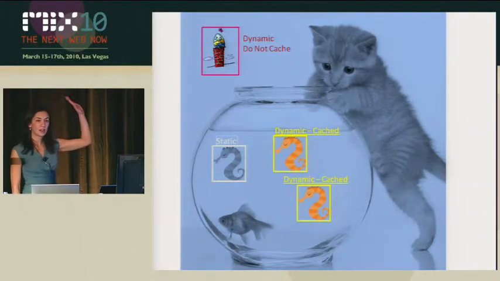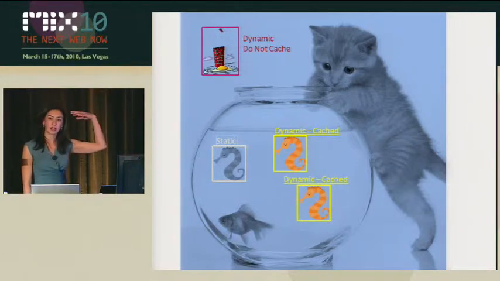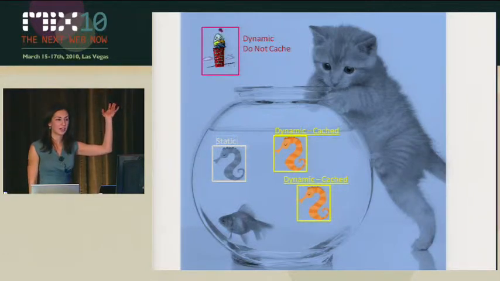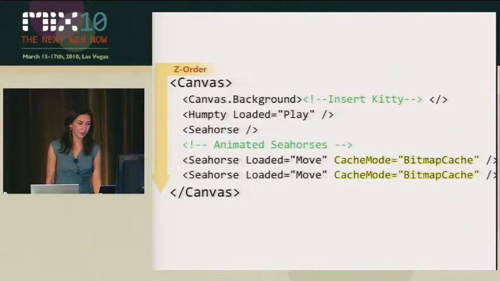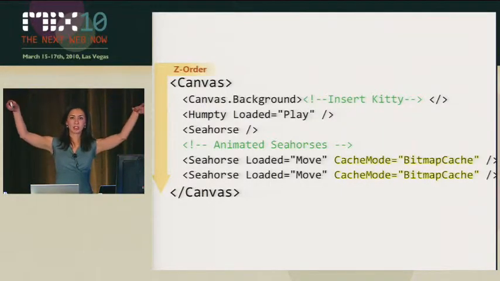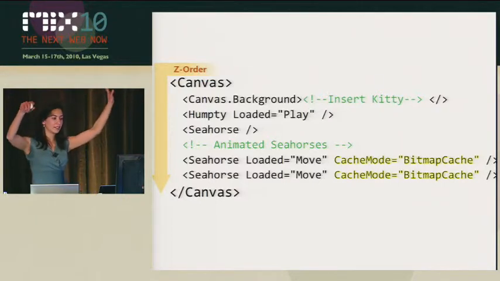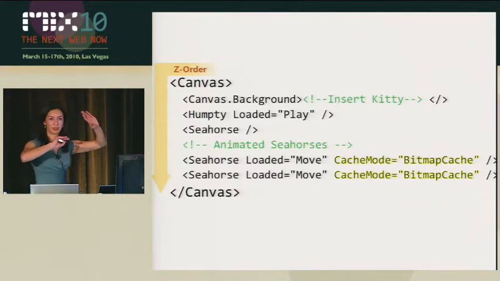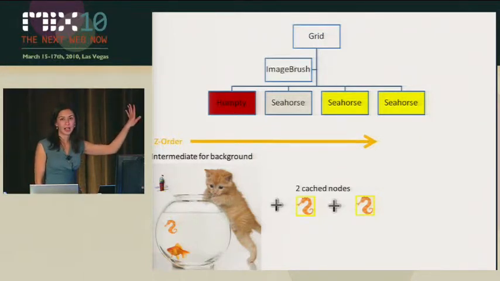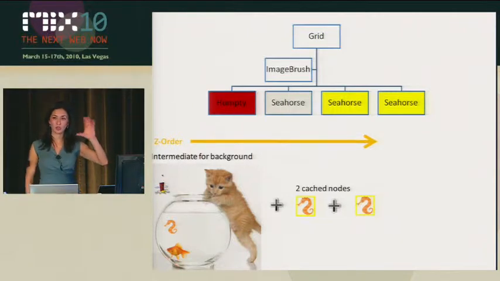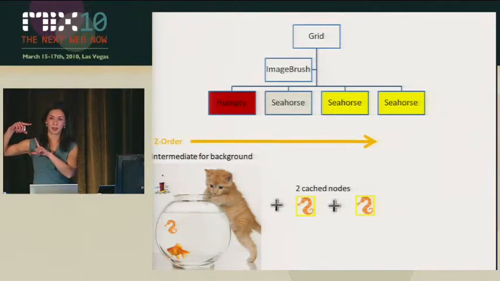And then there are more complex things in the scene that are animations that are not simple animations, so we do not want to cache those. It will not give us any advantage. So if my code looked something like canvas, Humpty Dumpty, seahorse, cache seahorse, in terms of them actually moving, then what I'm creating is a visual tree that basically looks like this. We have an intermediate for the background that has all of the items that are uncached, and then two smaller textures that are created for each cache node.